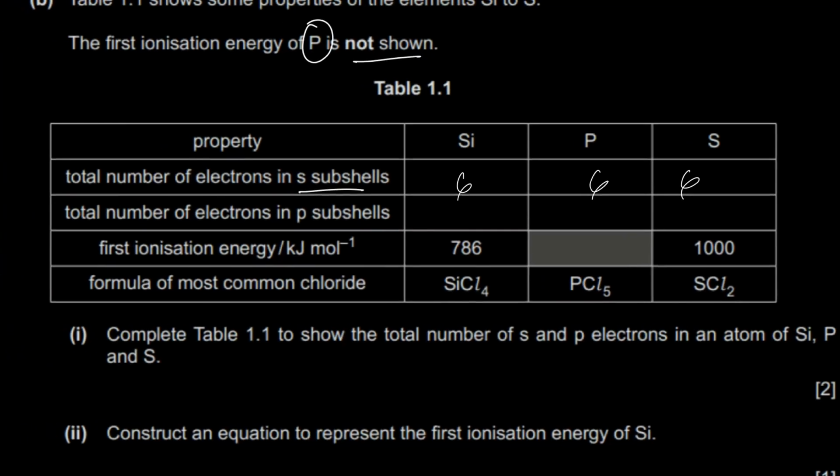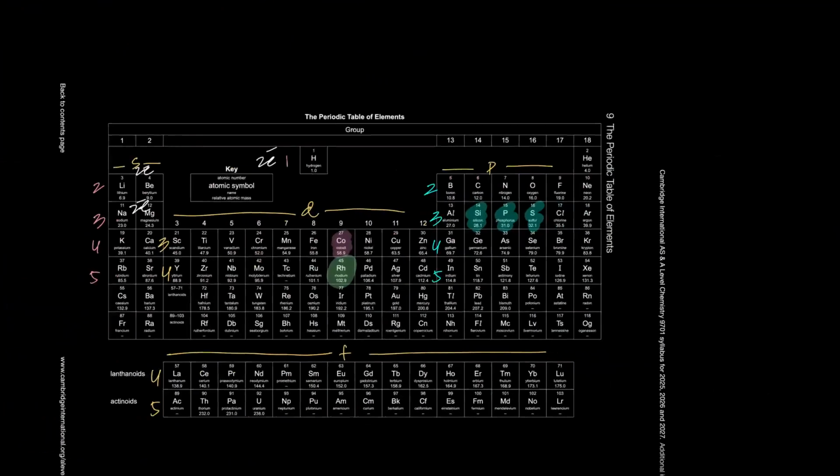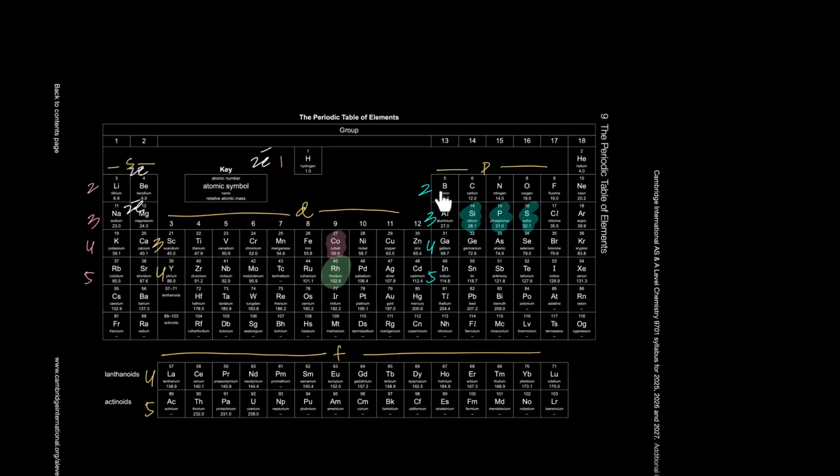So now it's asking for the total number of electrons in the p subshell. The p subshell starts from here. So they have 2p6, 6 electrons here, and then silicon has 8 electrons because it's 2p6 and 3p2. And then phosphorus is 2p6 and 3p3, and sulfur is 2p6 and 3p4.